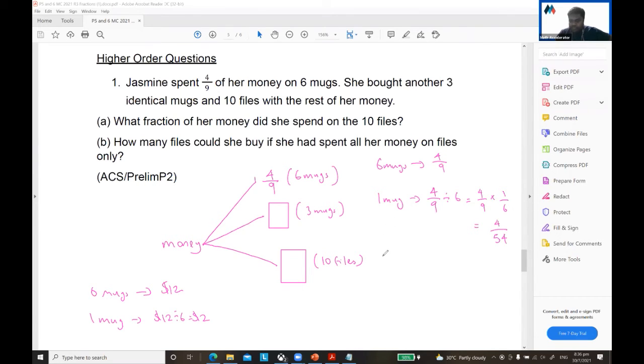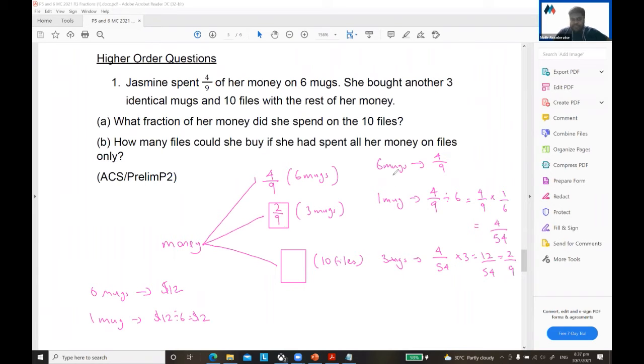So 3 marks will be 4/54 times 3. That'll get you 12/54. So these two are multiples of 6. So 12 divided by 6 is 2. 54 divided by 6 is 9. So for 3 marks is actually 2/9. Write that down.